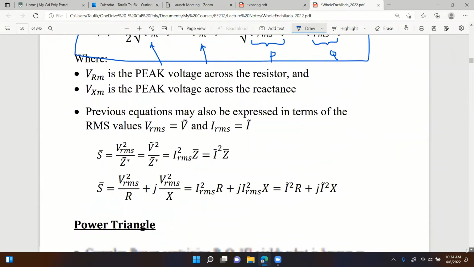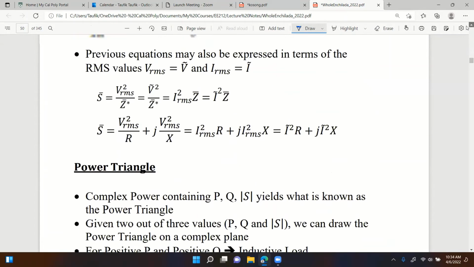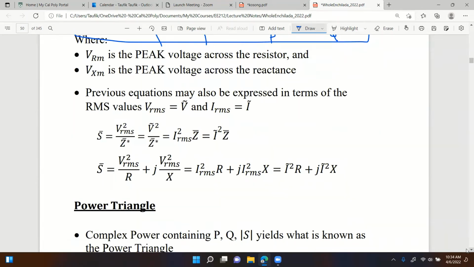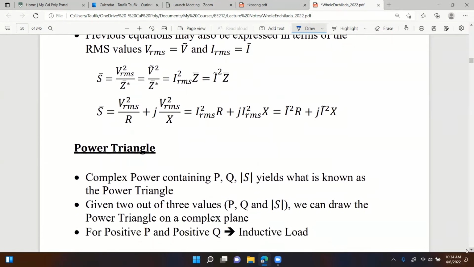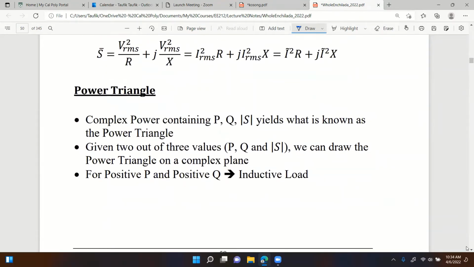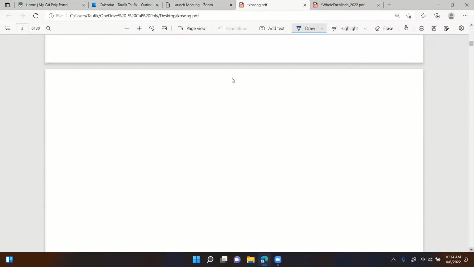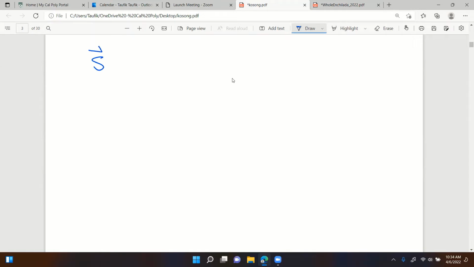Any questions? If not, then the next section talks about one of the powerful tools for AC power calculations, called the power triangle. Realizing that we have complex power, complex power is equal to P plus jQ, and this is just a complex number. Then I could represent complex power in any of the 4 quadrants.